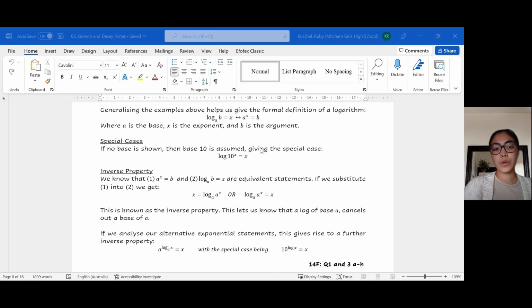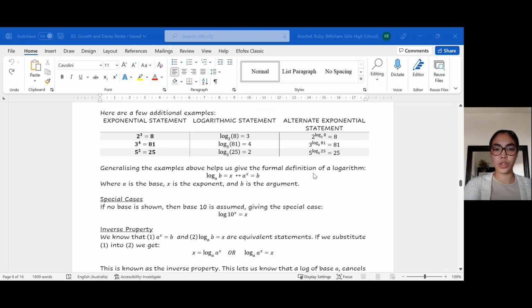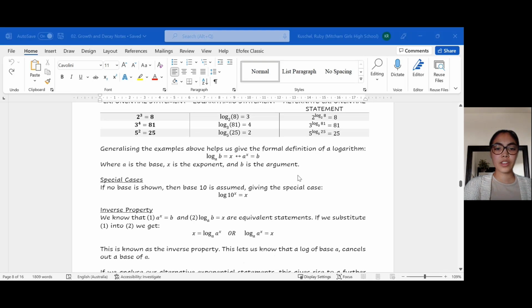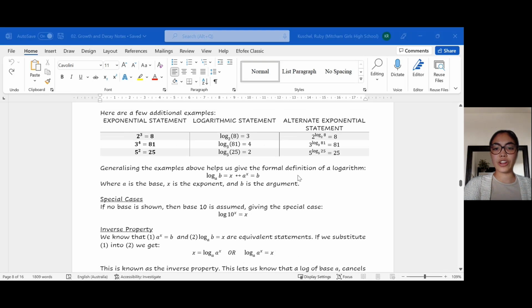The other thing that we want to look at is from back up here when we're talking about our different types of statements. This gives us something that is known as the inverse property. So we know that a to the power of x is equal to b, so that's from here. And we know that log base a of b is equal to x. So these we know are equivalent statements, as we said beforehand.